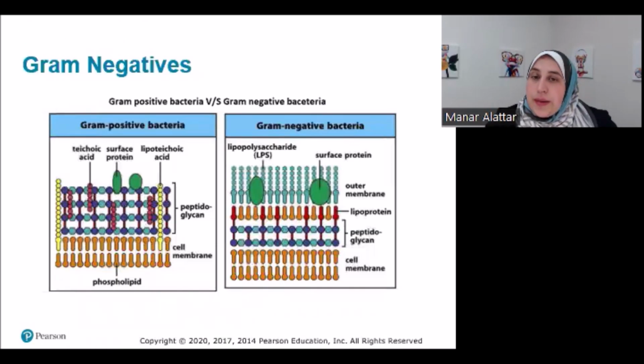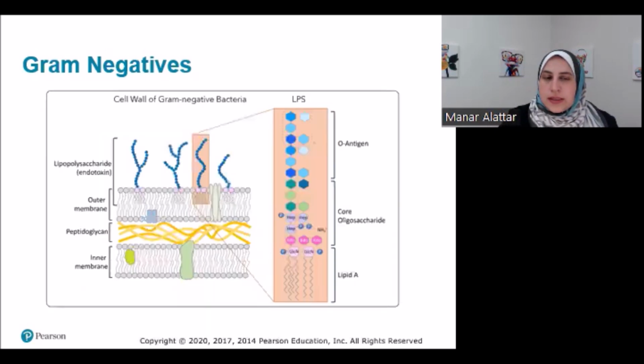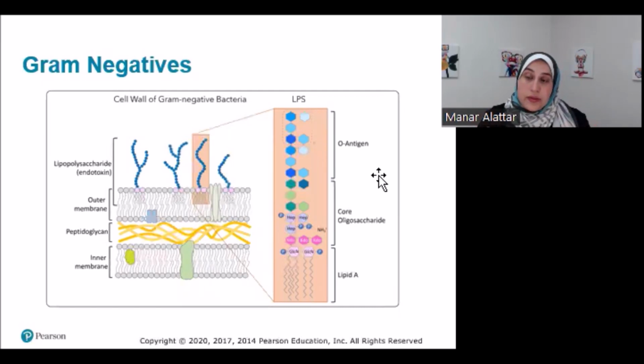Just a reminder that gram-negative bacteria don't have a thick peptidoglycan cell wall like gram-positive bacteria do, but they do have a secondary cell membrane. So they have their cell membrane, then their thin peptidoglycan cell wall, then this secondary cell membrane. And this cell membrane has some unique characteristics and specifically has some components in it that our immune system reacts very specifically to.